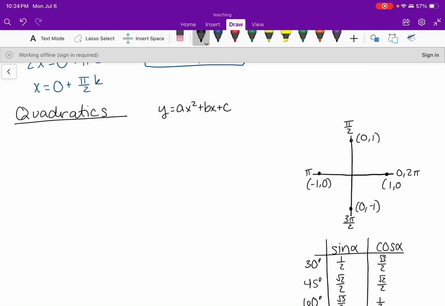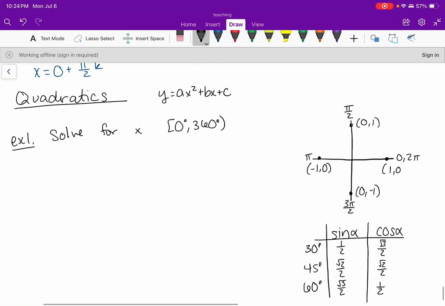Let's do some examples. So for example 1, I'll just say solve for x, and we'll just say between 0 degrees and 360 degrees. I'll do degrees for these. I can do radians, whatever. So part A, I'm going to do sine squared x equals 1.